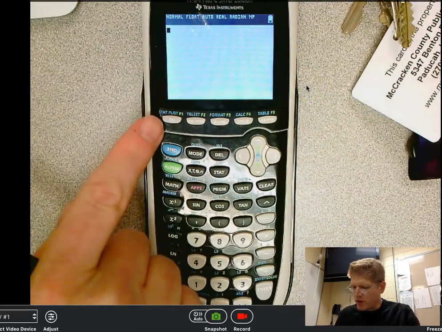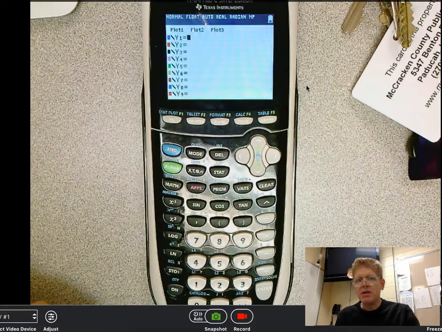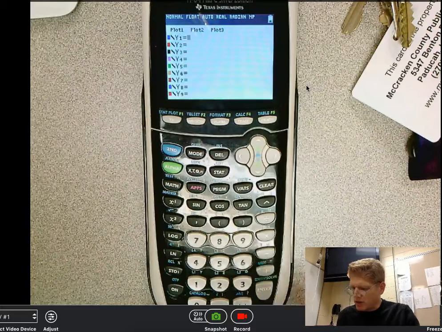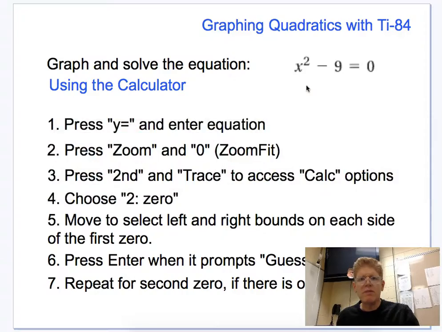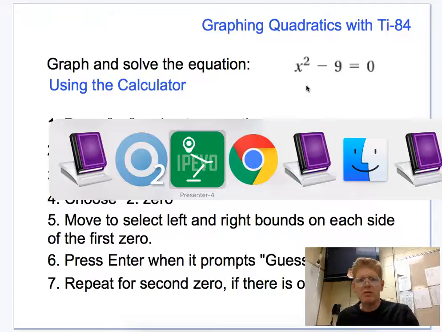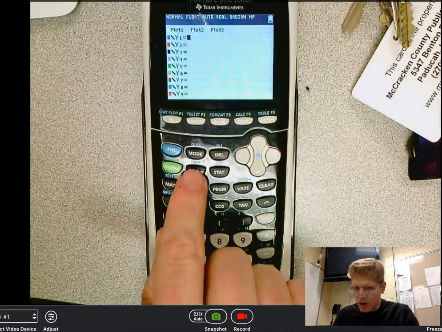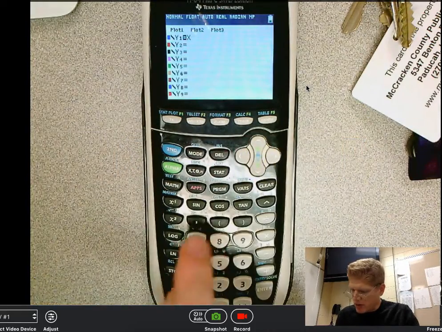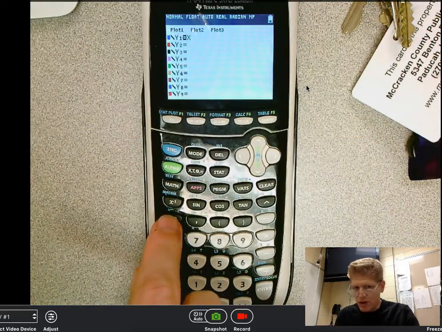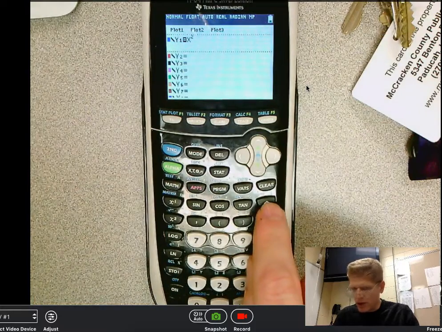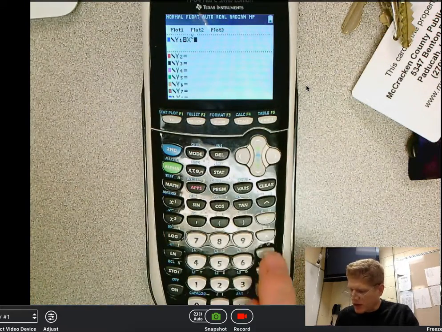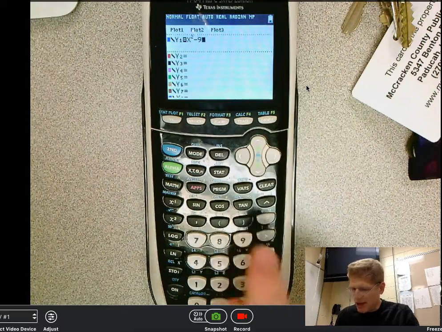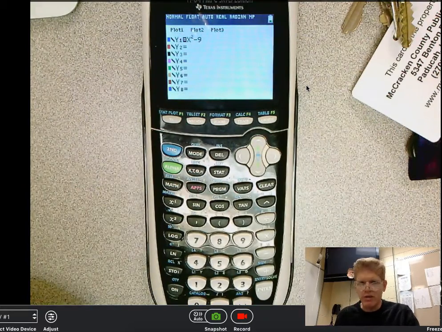We'll first press Y equals right here, and that's going to pull up our option to enter our equation. And again, our equation was x squared minus 9. We'll use our variable button, X, and I'm just going to press the x squared button here to get my squared. You could have used your exponent button and then picked 2 down here. X squared minus 9, and then I'm going to press enter. I've entered in my equation.